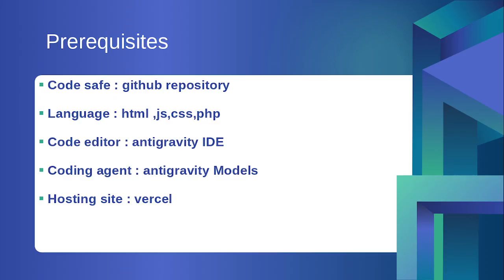Options are endless. And you need a coding agent. Yeah, unless you want to do it manually, take ages. But nowadays you use coding agents. You can use anti-gravity models, you can use cursor, you can use WinScribe. There are a lot of options, but for me anti-gravity is the best. And then after we've finished coding, we need somewhere to host our site so that it's accessible by everyone.